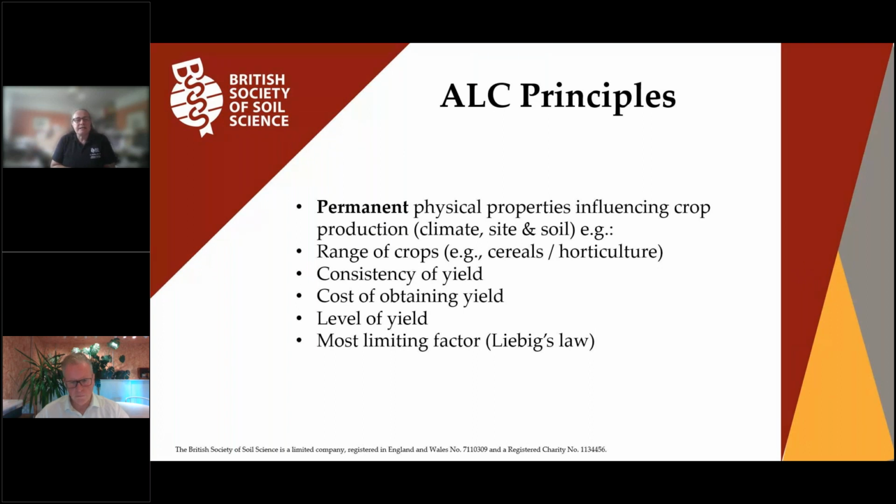And it considers the fact that we want to be able to grow a range of crops, and so it's looking at the versatility. It's not just single cropping, it's looking at a variety of crops. It's looking at the consistency of yield and the cost of obtaining that yield, and also the levels. And it's based upon the most limiting factor, which is known as Liebig's law. So the worst factor, the most limiting factor, is the one that determines the grade.